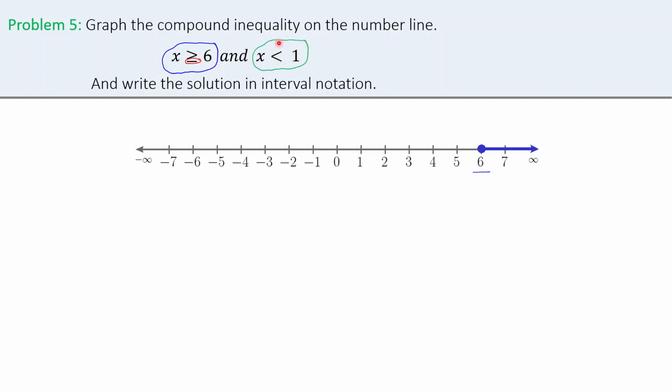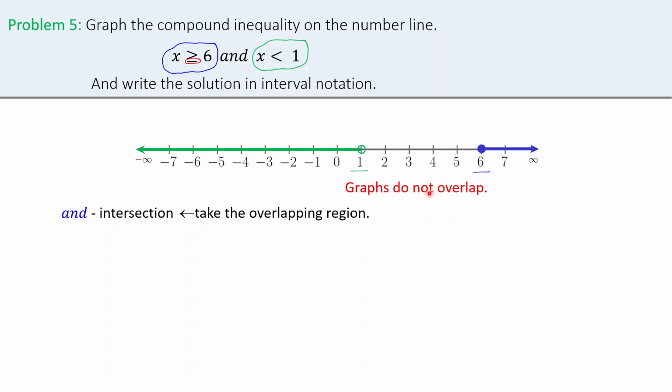Next, to draw the graph of this inequality, go to 1. No equal sign, so put an open circle. Less than, draw a line all the way to negative infinity. And is intersection. So you need to take the overlapping region of the two graphs.